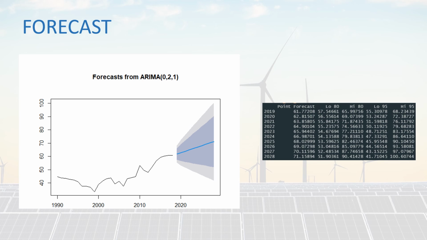So the forecast produced from the ARIMA 021 model is as follows, and it shows a slight upward trend for the next 10 observations. And the details of those are in the table on the right-hand side.